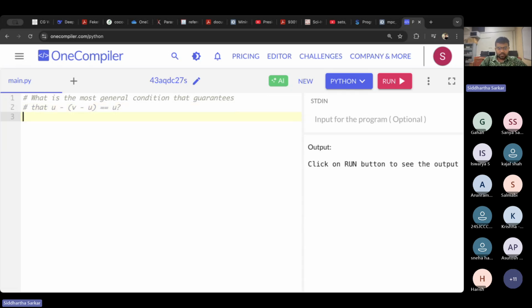Okay, so we'll define two sets first, U and V. So what sets shall we take? We can take any sets. We'll take two sets U and V such that there is some intersection between U and V, and some elements are only in U and some elements are only in V. Okay, the most general setting. So let's do that.